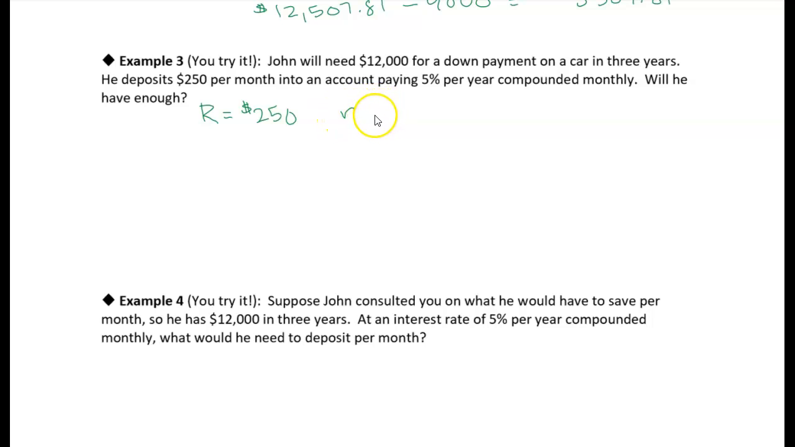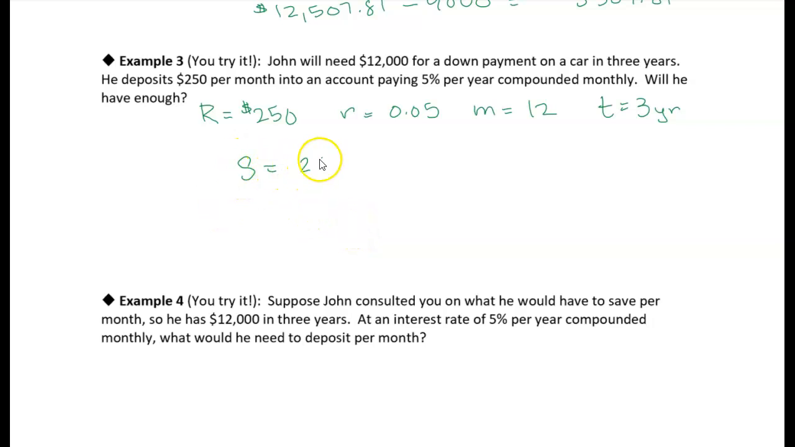The nominal interest rate is 0.05 per year, all right? And then the number of conversion periods is 12 per year, and T is equal to 3 years. So remember, T is always in years. All right, now we want to just use our formula.